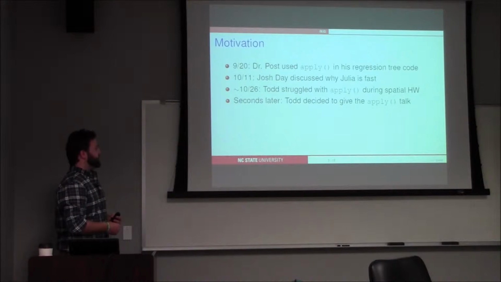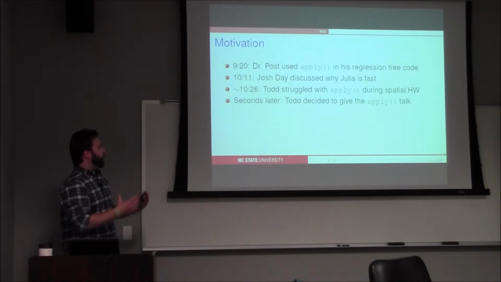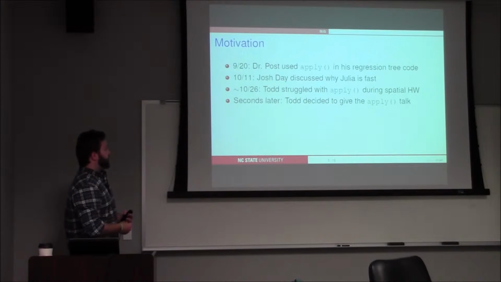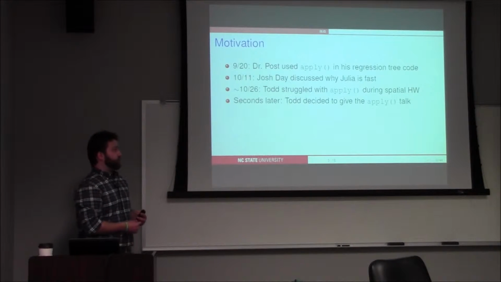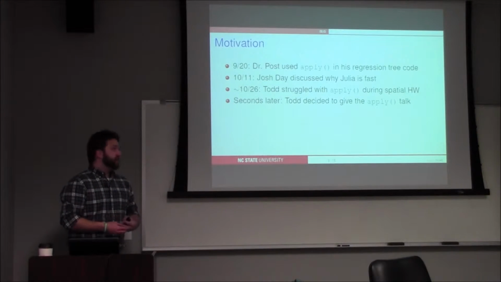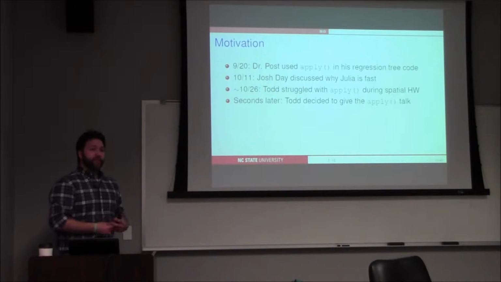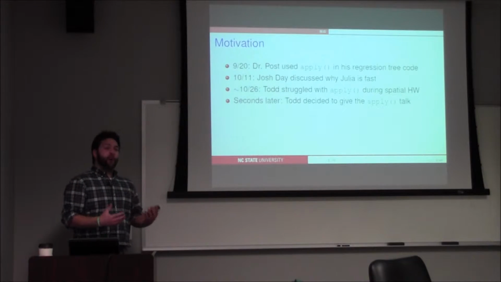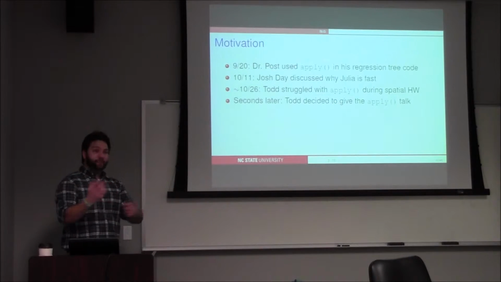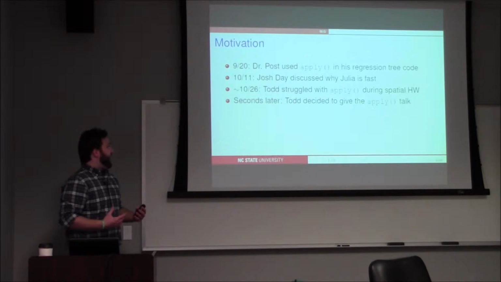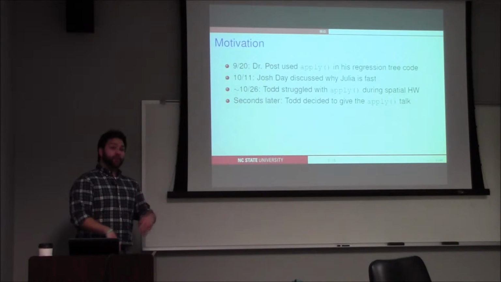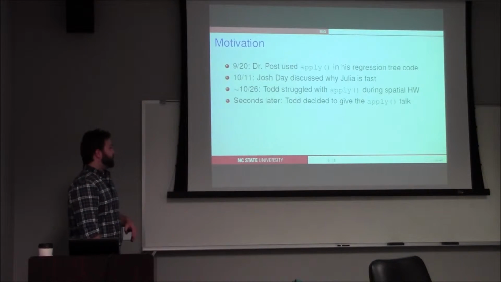This idea came into a broader view when, on the 11th of October, Josh Day talked with us about why Julia is fast. And of course, the reason that we're going to talk about this apply family of functions relates to why R is slow. So it tied in a bunch of different ideas from the semester. And I saw this as a great idea for a potential talk with SLG.